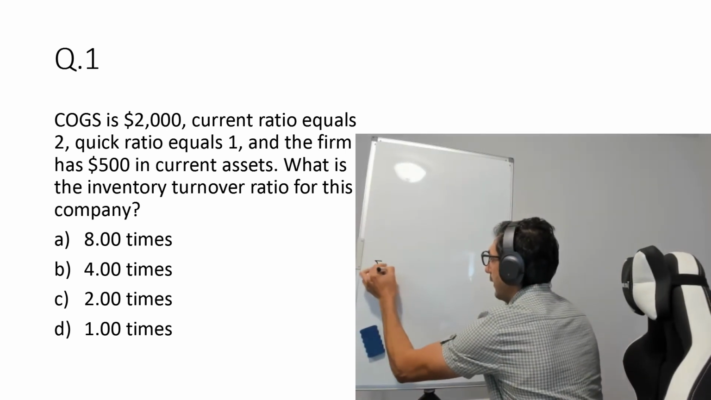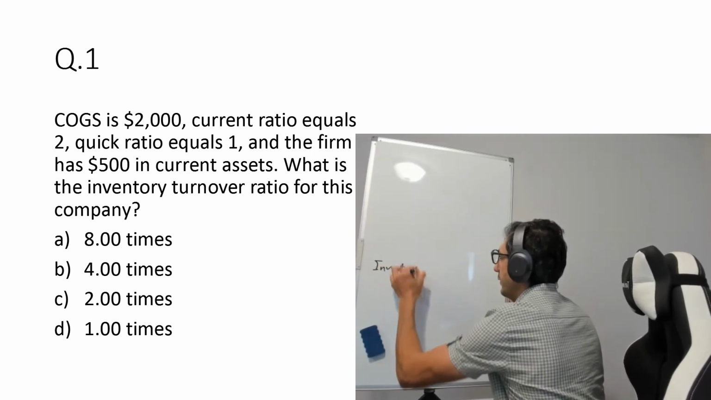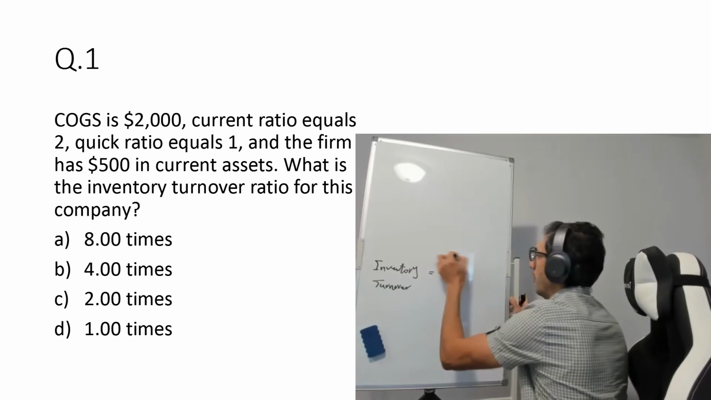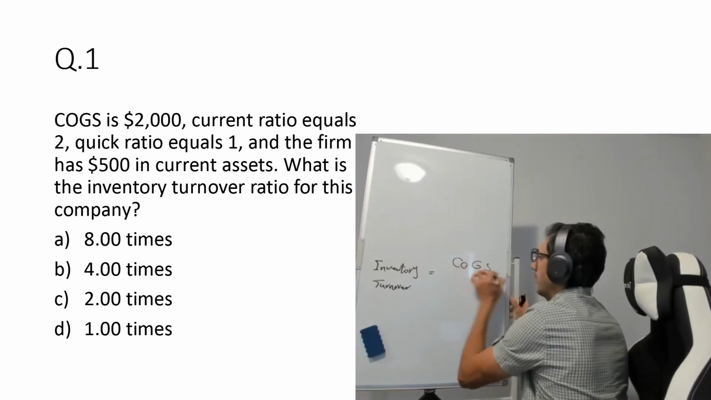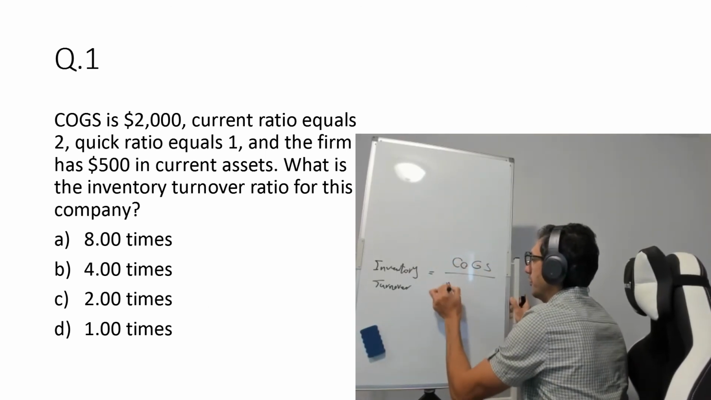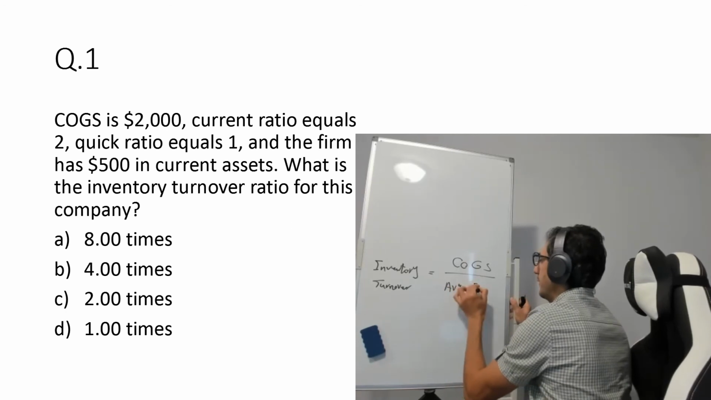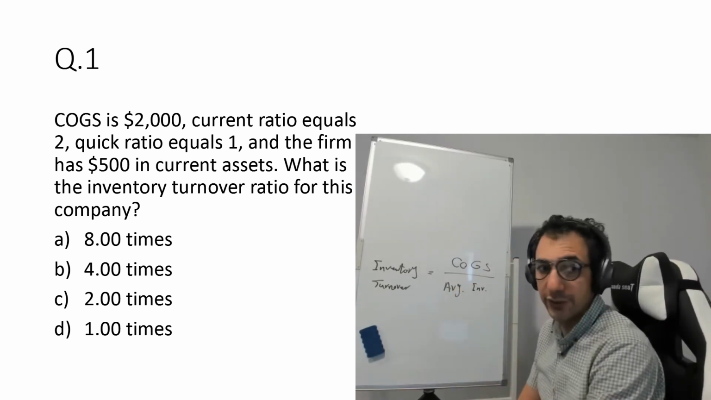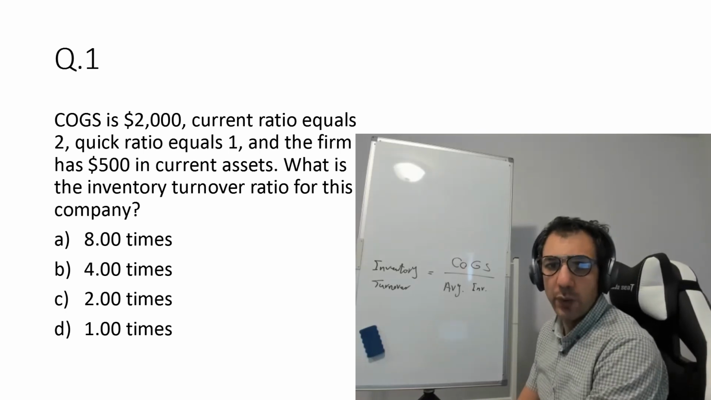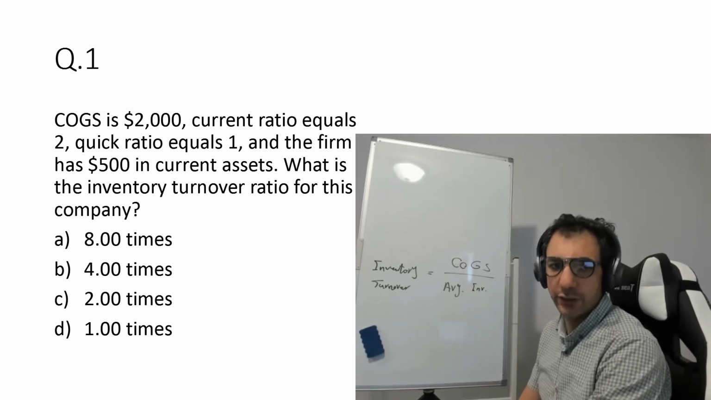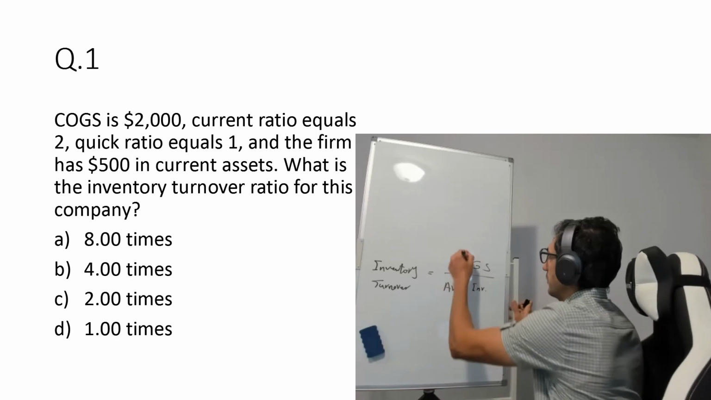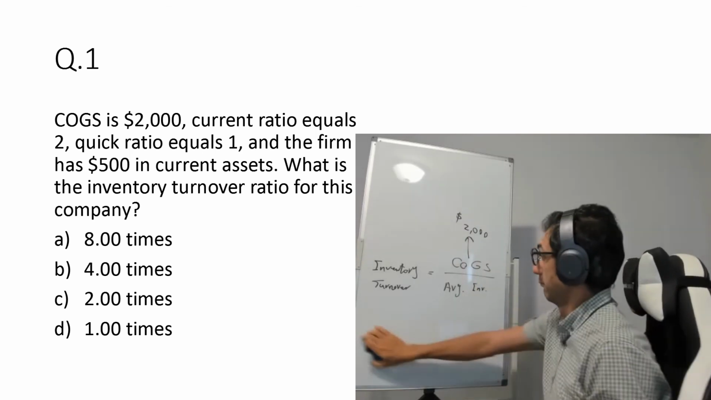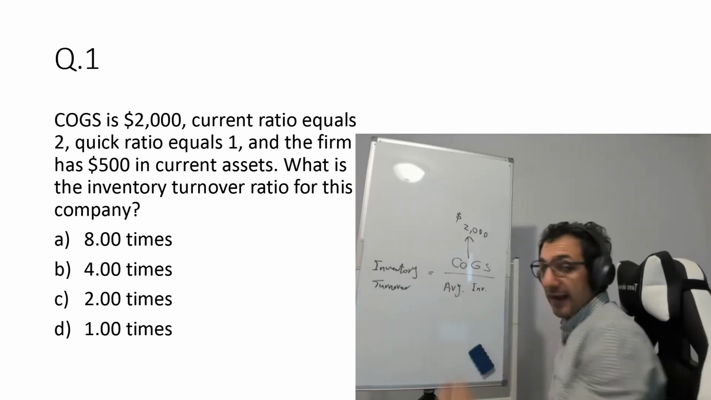So the inventory turnover was cost of goods sold divided by inventory or average inventory. So cost of goods sold divided by average inventory. What we have here is the cost of goods sold as $2,000. So this number is given, which is good. However, we don't have the average inventory.